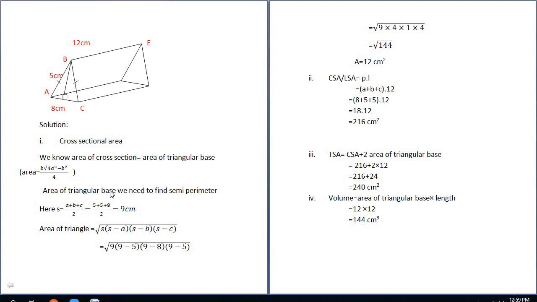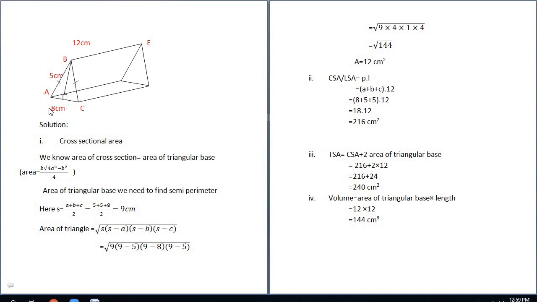In this session, we are going to find out cross-sectional area, curved surface area or the lateral surface area, total surface area, and volume of a triangular prism. Here, the given figure is a triangular prism in which ABC is a base, that is a triangle.